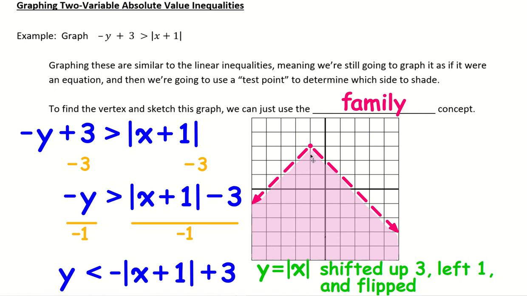The vertex goes here because we shifted left 1, up 3. That negative turns it upside down. It's just going down 1 over 1, down 1 over 1, down 1 over 1, okay? It's dashed, all right? And we're also shading below. So that's the final graph of what was originally this absolute value inequality, but it's probably better written, way better written, like this, where y is all by itself.